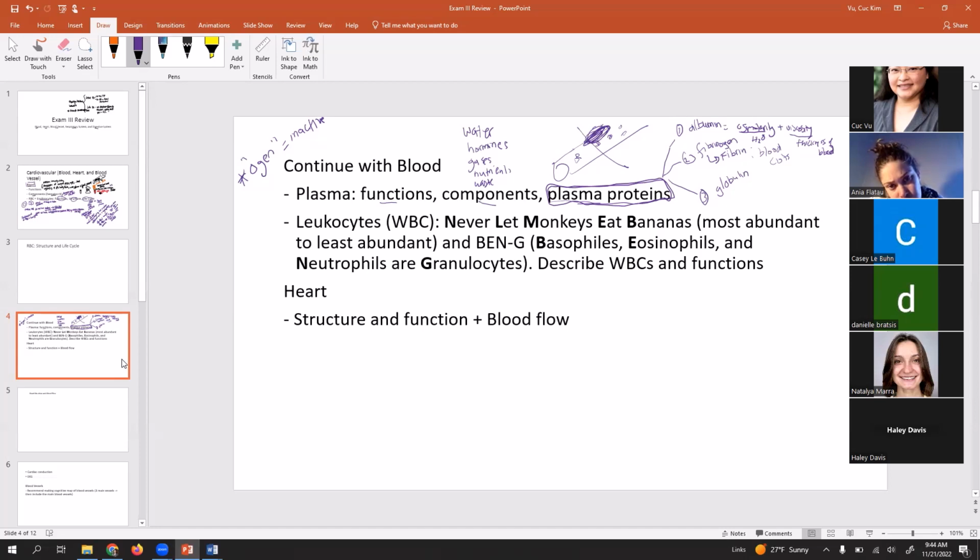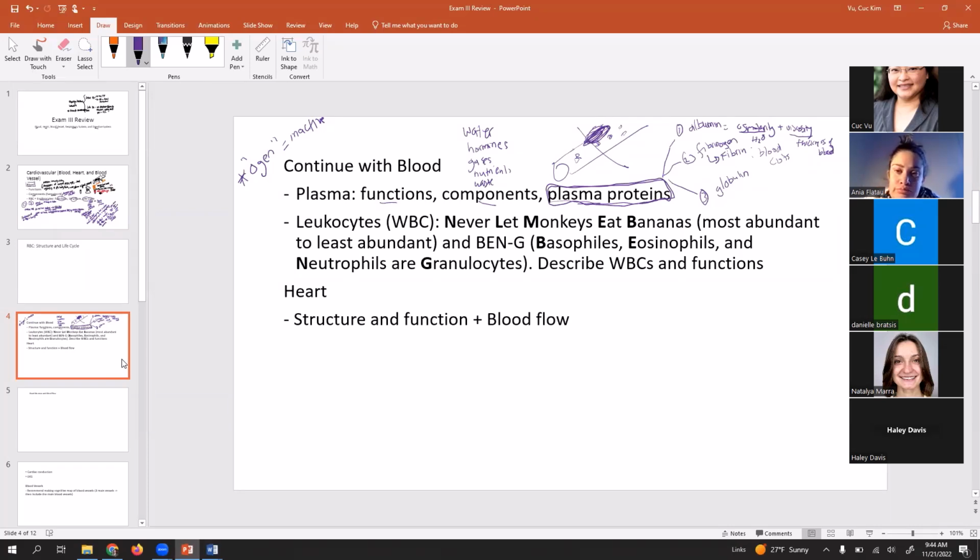Okay, so that's fibrinogen. It's found in plasma as a protein. It gets activated and becomes fibrin when there's trauma that converts it from fibrinogen to fibrin. And what does it do? It forms clots.